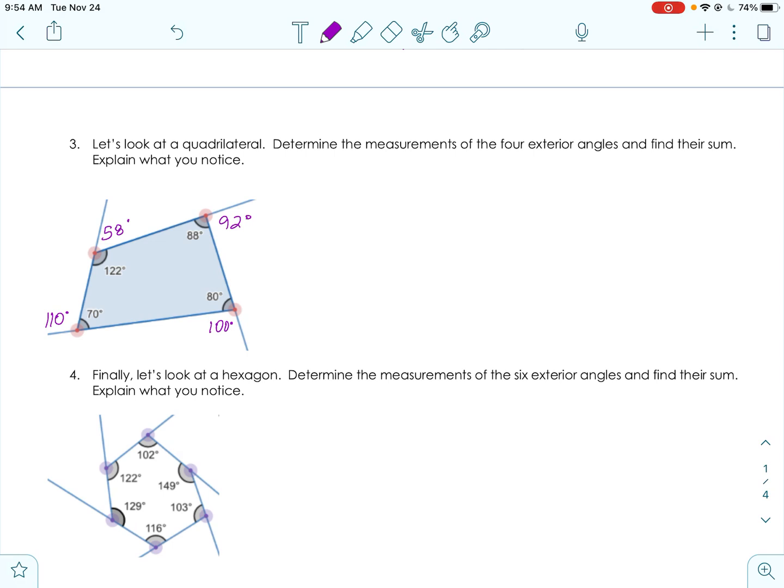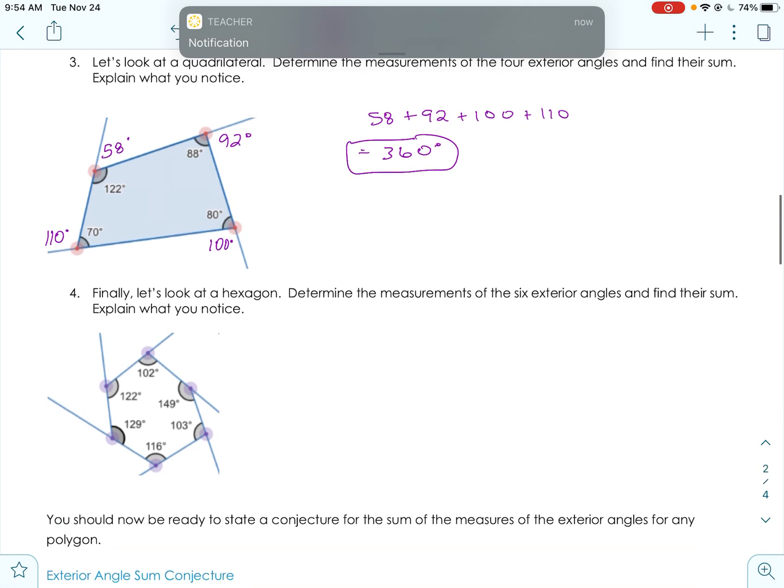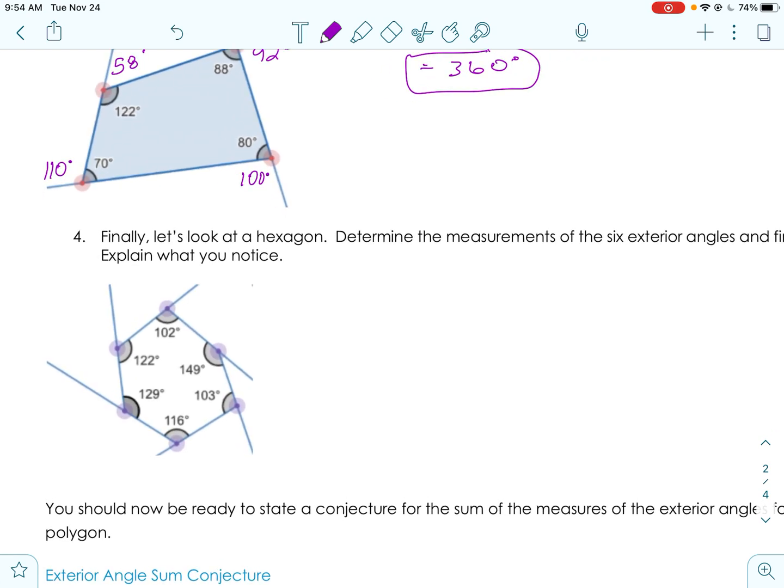So let's take our exterior angles and let's add them together. 58 plus 92 plus 100 plus 110 is equal to 360 degrees. Interesting. Let's take a look at this hexagon. So if you take a look at this hexagon here, again, we're going to find the measures of the linear pairs that match up with each interior angle.